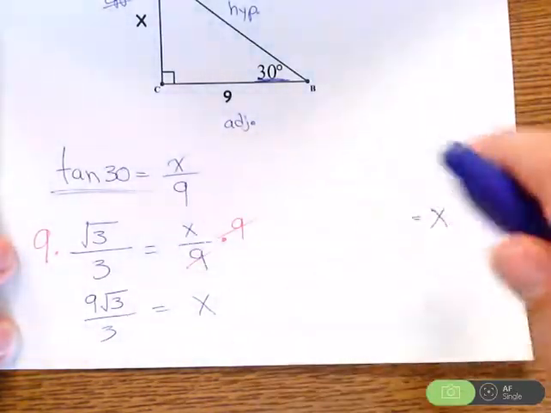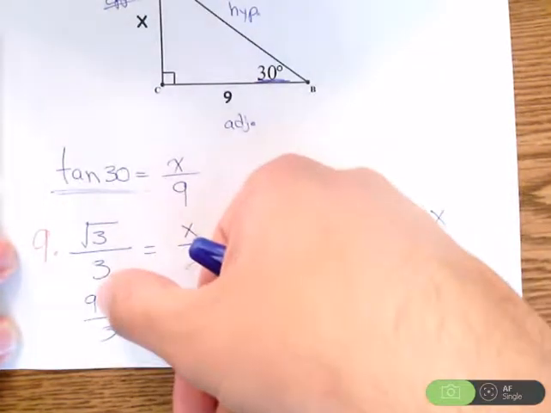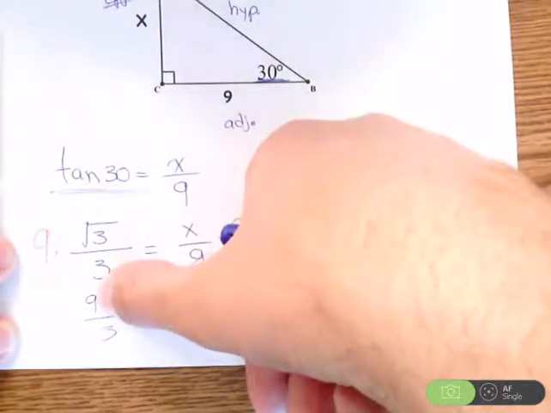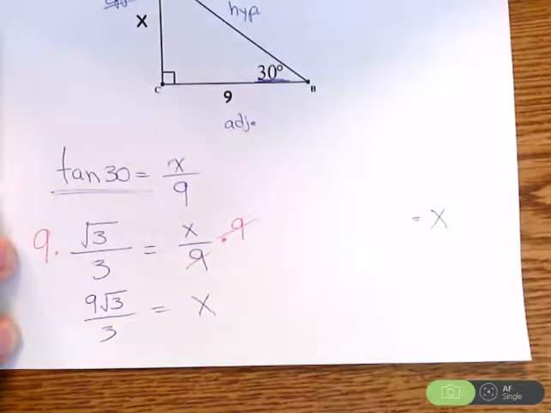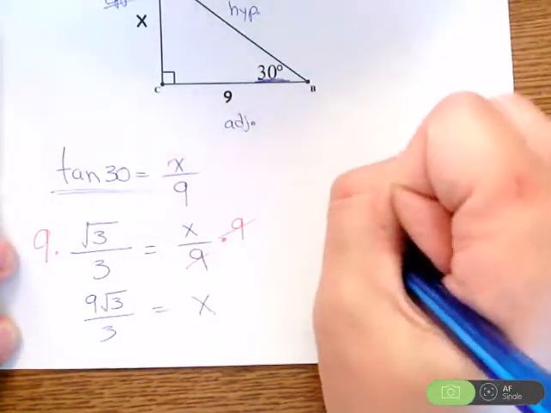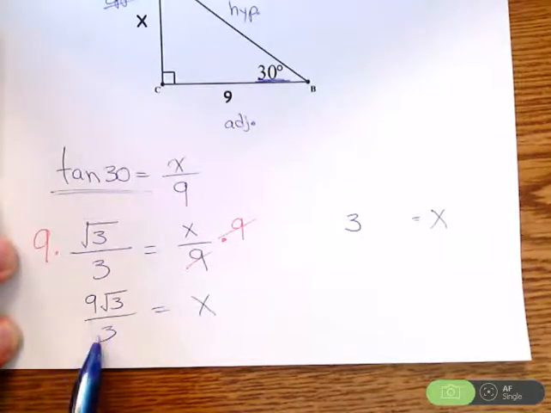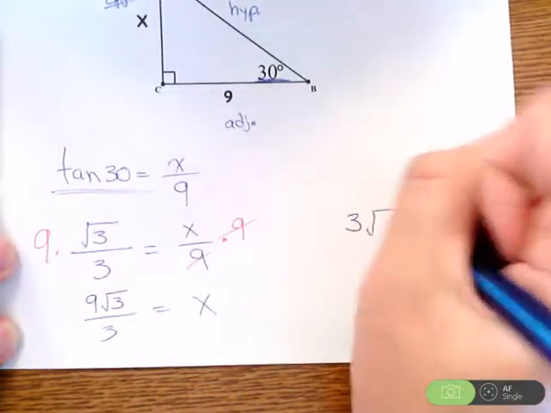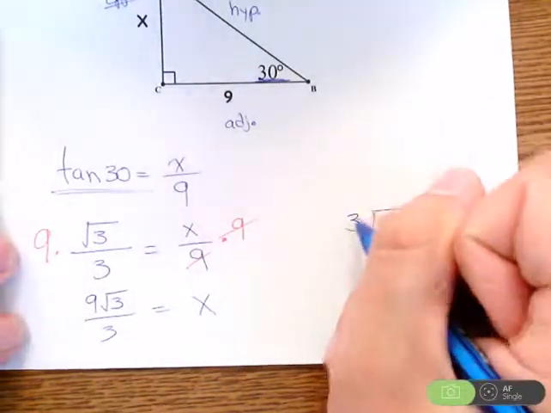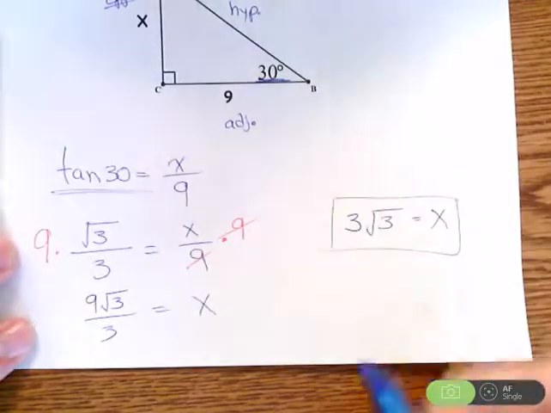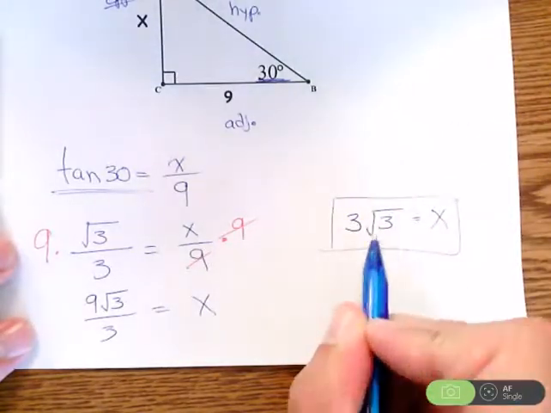If you cover up that irrational square root of 3, you'll see we have 9 divided by 3, which, as we should know, is 3. So that simplifies to a 3 on the outside and a square root of 3. So x equals 3 square root of 3. And that is an exact answer.